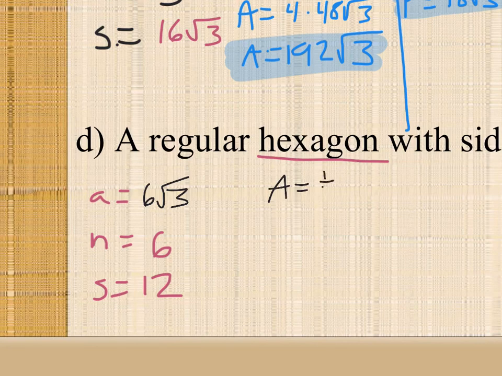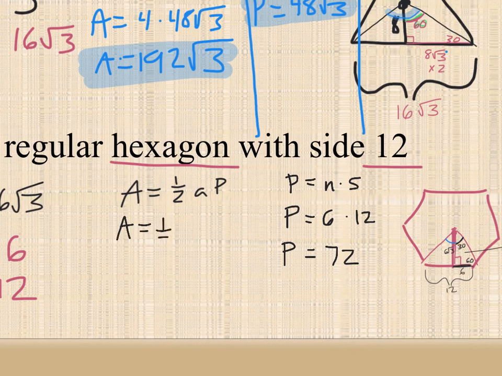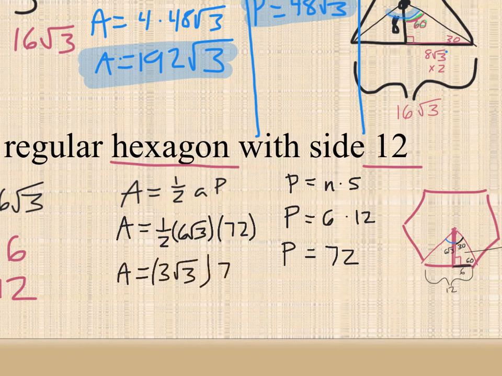So we have our area is 1/2 apothem times perimeter, and our perimeter is the number of sides times the side length. So let's find our perimeter first. We have our number of sides is 6, our side length is 12, 6 times 12 is 72. Now we just plug that into our area formula, so we have 1/2 our apothem, which is 6 square root 3, times our perimeter, which is 72. So we can just multiply the 1/2 by 6 square root 3, which gives us 3 square root 3 times 72.